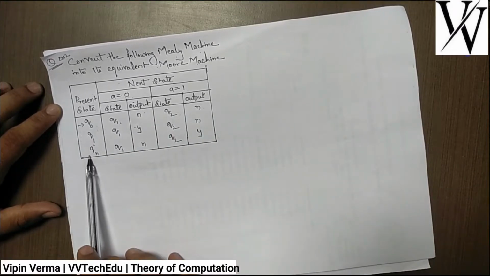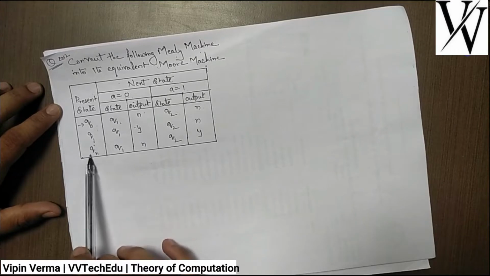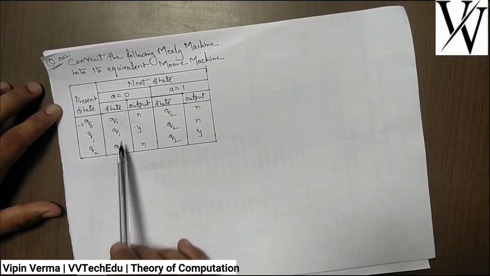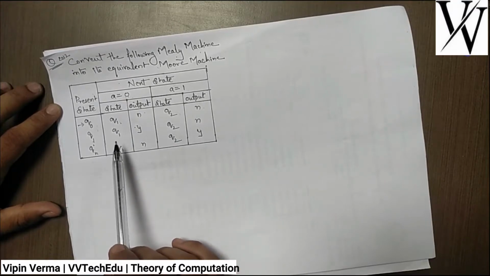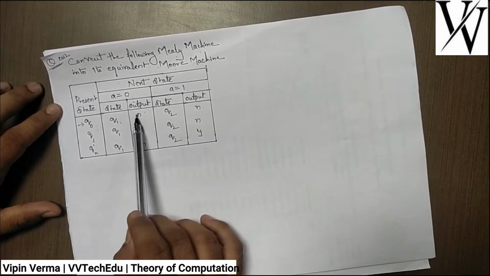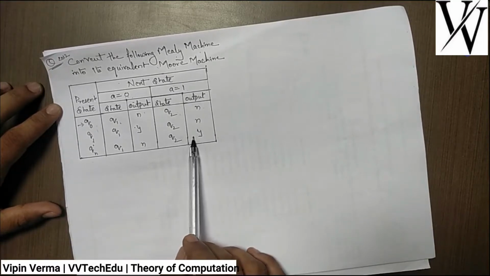So in this table we can see we have two input values, 0 and 1, and the current states are Q0, Q1, Q2. These are the states in this Mealy machine, and the transitions go to these states. And you can see the corresponding outputs to be generated here.